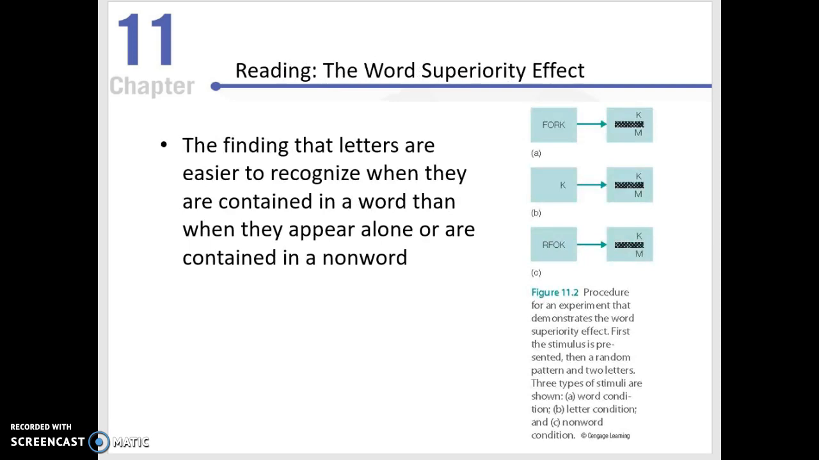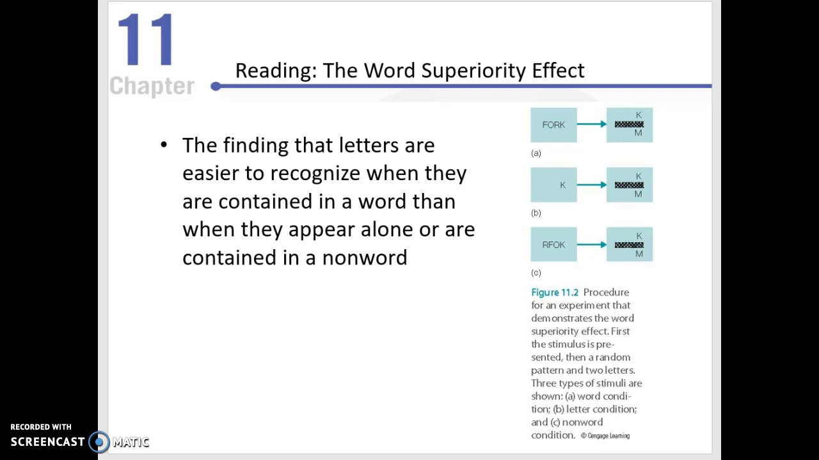Another effect that we will look at is called the word superiority effect. So this example on the right here shows you 3 different presentations. The first is the word fork. The second is just a letter K. And the bottom is a non-word, RFOK.